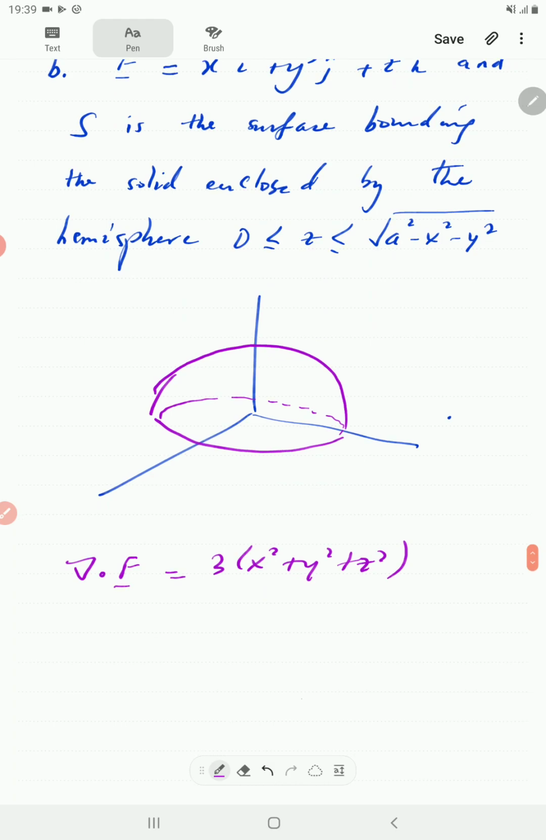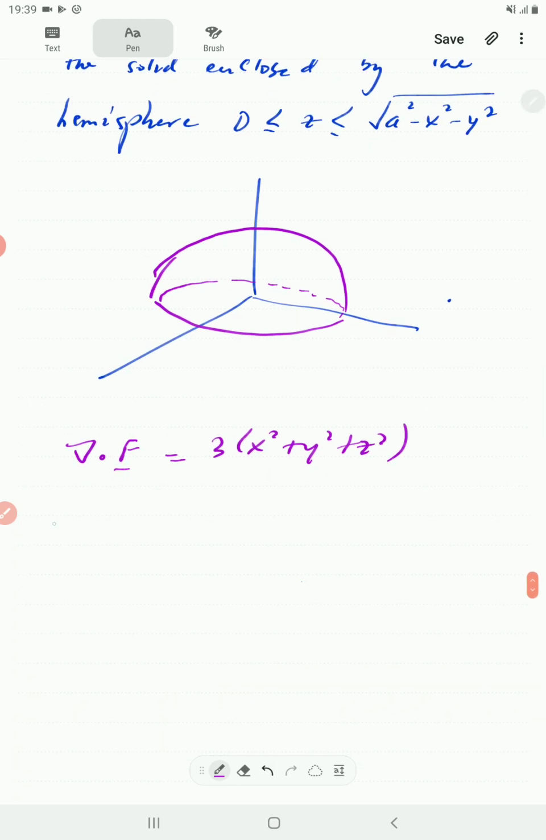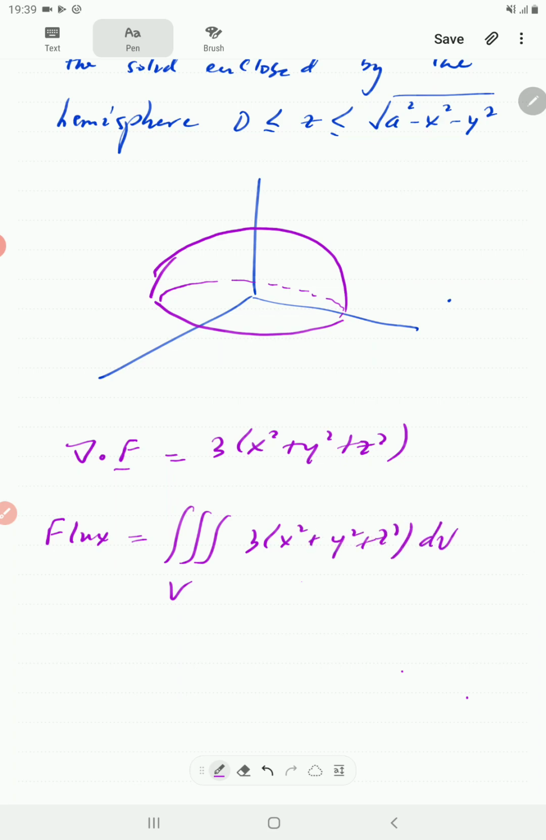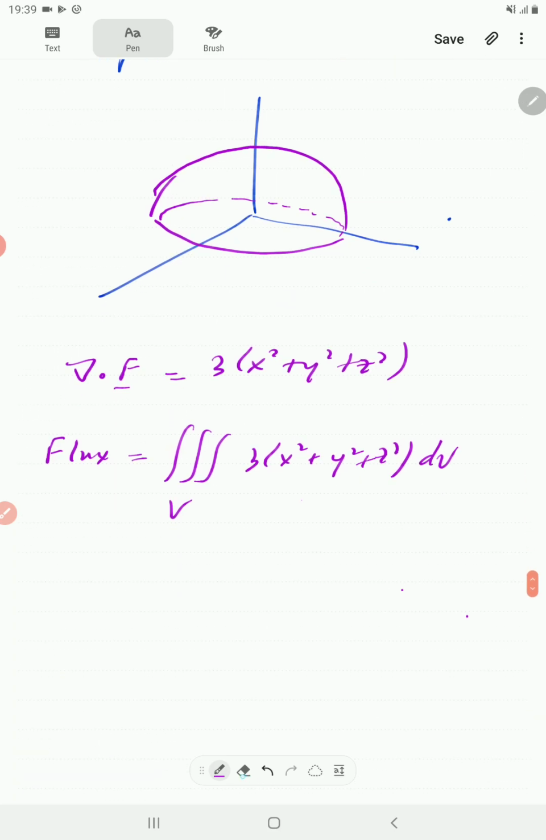And then if we plug into the right hand side of the divergence theorem, this is going to be the volume integral of 3 into x squared plus y squared plus z squared dV. Since this is a sphere, it's only natural to introduce spherical polar coordinates.